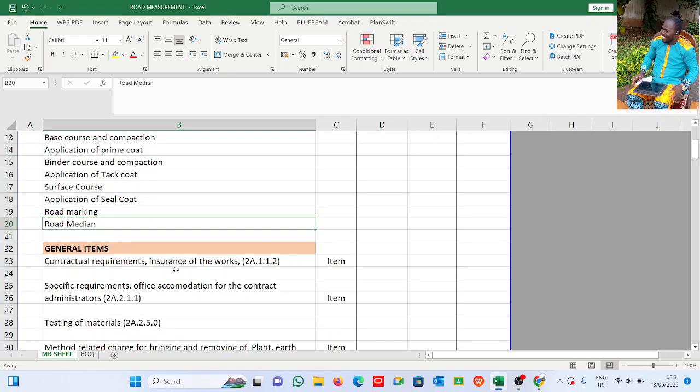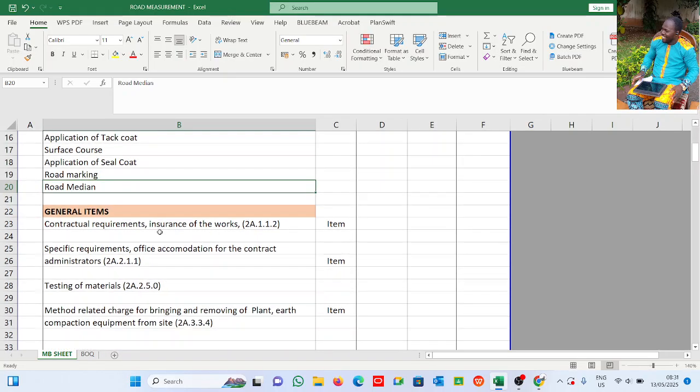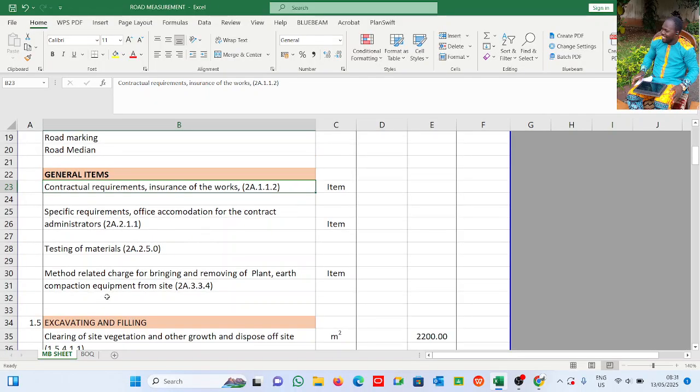All right. Okay. Now let's come. We did treat the general items. Now, in the general items, you see it in the BSMM 4R section 2A.1.1.2. You see contractual requirements, insurance of the work, general items, right? As you think will be related to the work you want to carry out. And these specific requirements, office and accommodation for the contract administrators, you see the code. And testing of materials also. You may need to test materials you want to use. Then you see method related charge for bringing and removing of plant, earth compaction equipment from site, and all. These are all items. Right?